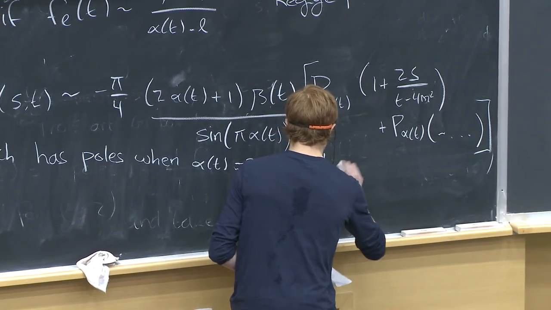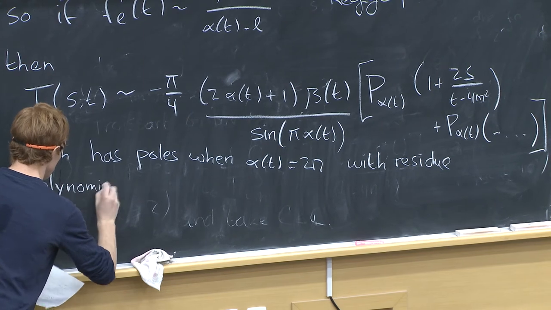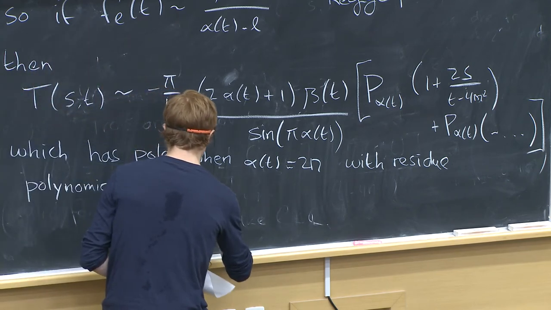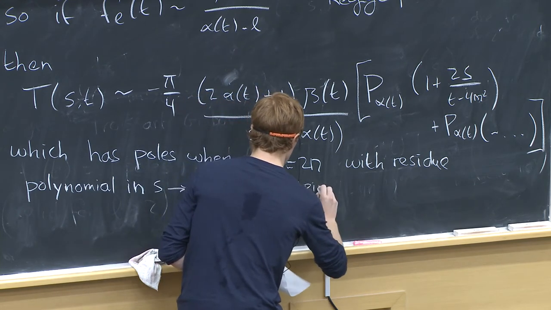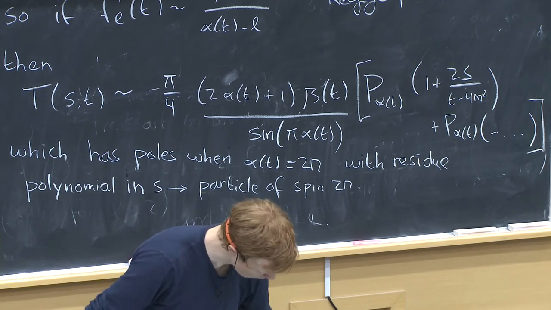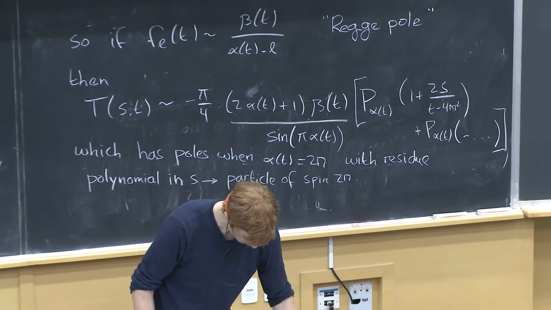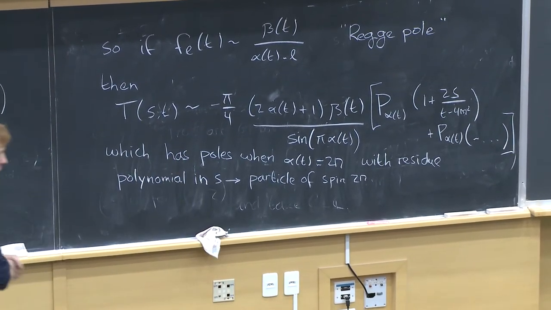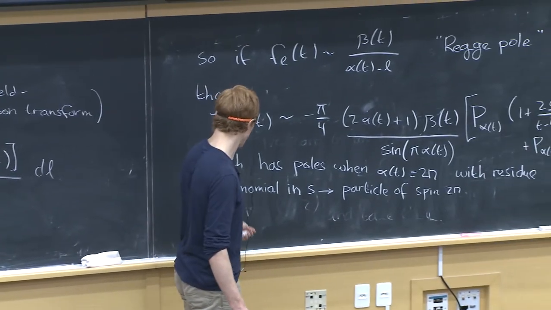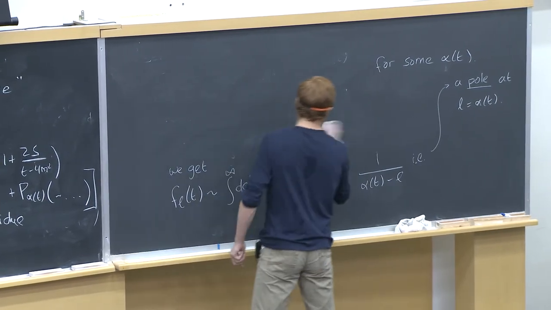So the residues are polynomial in s, and so this gives me a particle also of spin L. I seem to not have one of my pages, but that's fine, because I'm basically done. So the picture you get here is that you get these kind of poles in the scattering amplitude precisely when alpha of t is an integer.